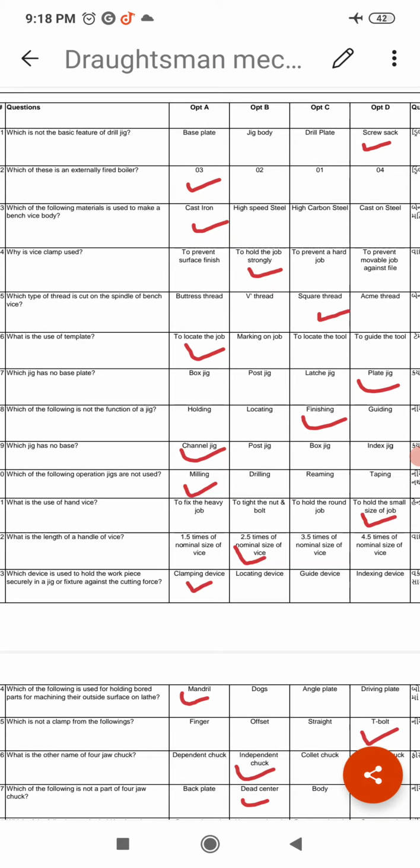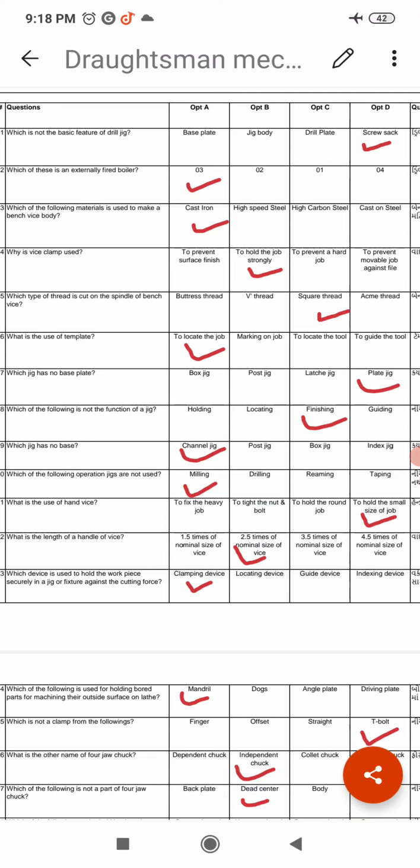Next question. What is the use of a template? Answer is to locate the job, option A. Next. Which jig has no base plate? Answer is D, plate jig.